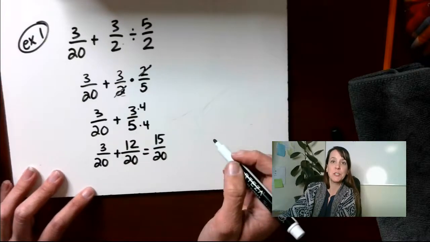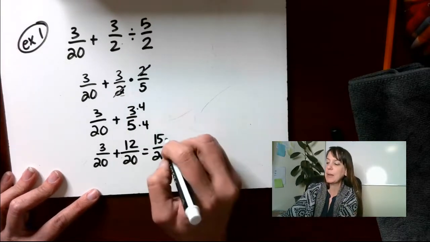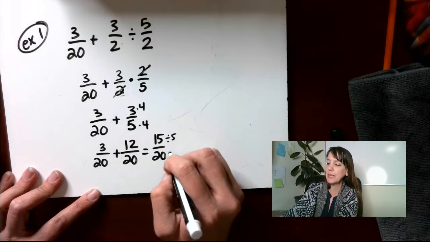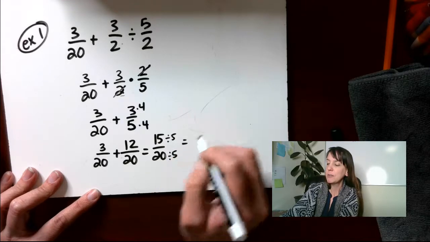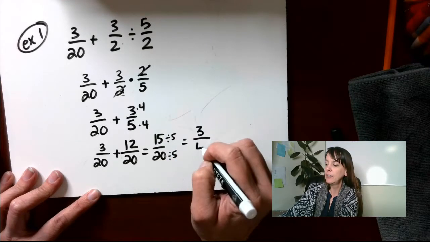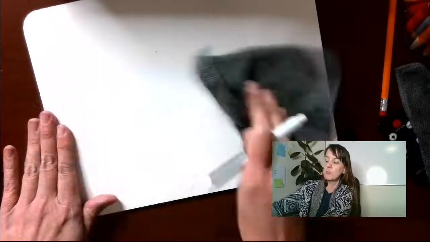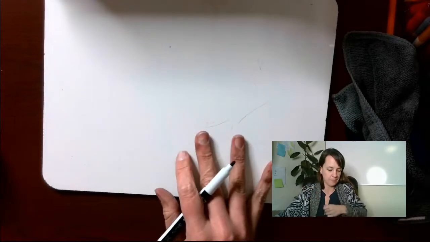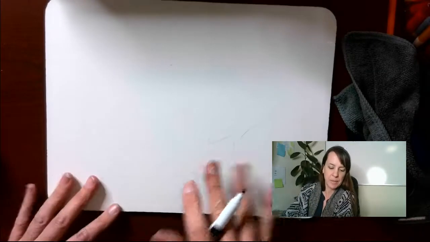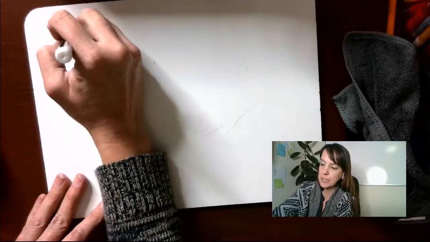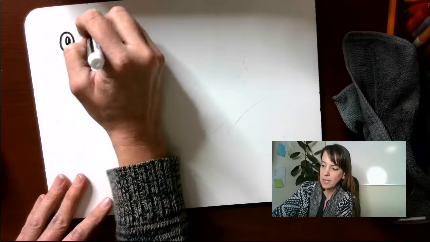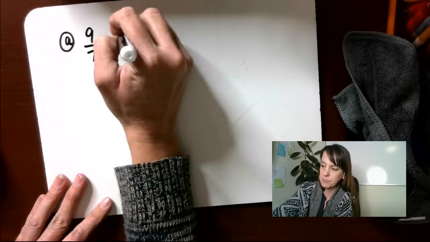But guys, you have to reduce your fractions. We can divide these by 5 because they both end in a 5 and a 0. So if we do that, we get 3 over 4. So just make sure that you're doing your multiplication and division first before you do any addition or subtraction. There are some practice problems on page 153. Go ahead and do those and make sure those are at the top of your homework.